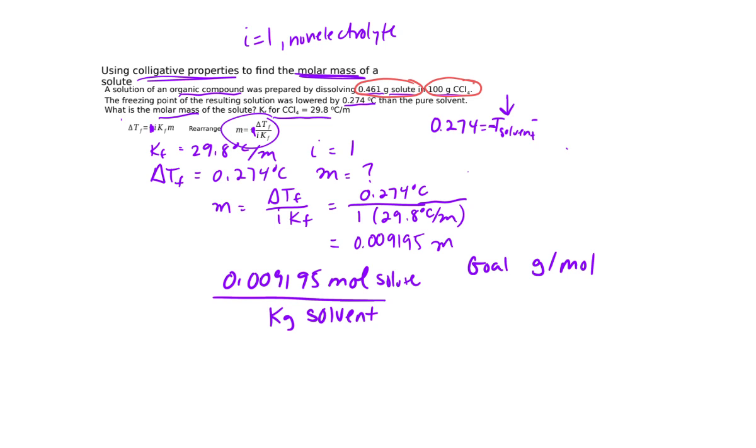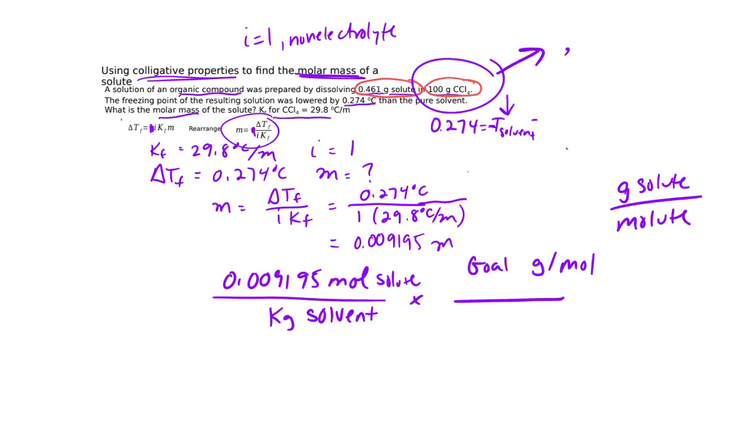So, we've got moles per kilogram of solvent right now for our molality. Our goal, like I said, is to get grams of solute per mole of solute. Because we know the mass of the solvent, and that's what's in the denominator of our molality, we can multiply by the known mass of solvent that was used. So is everyone okay if I convert that 100 grams to 0.1 kilograms? Okay.